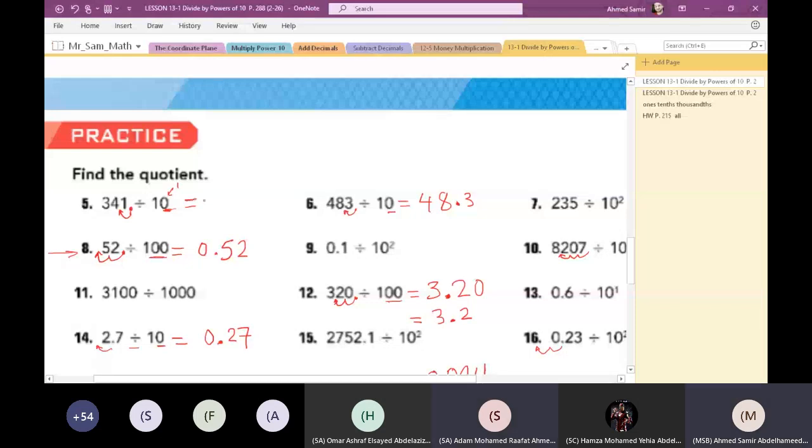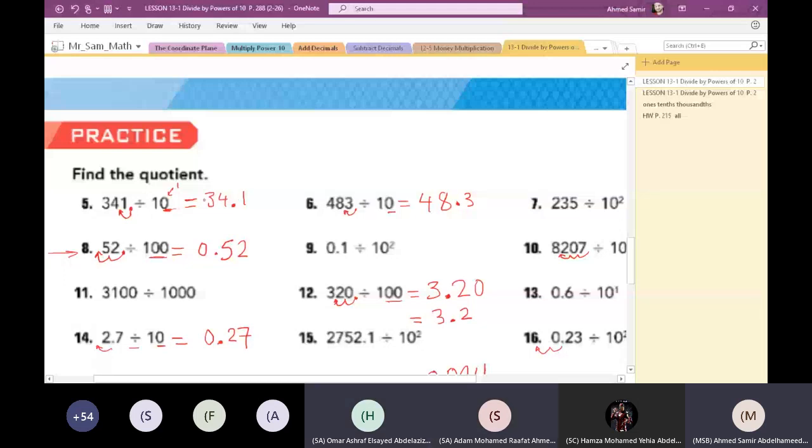3, 4, 0. Don't forget the point. No, point. This one point and then 1. Excellent job, Adam. Very well. Well done. Excellent job. Thank you very much.